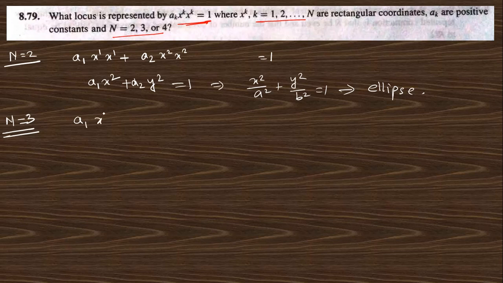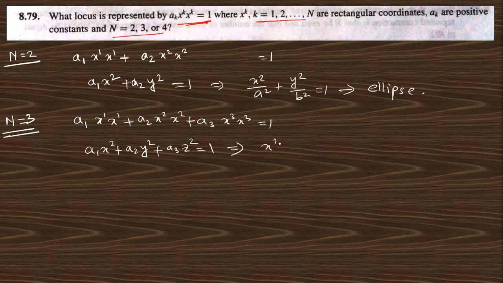For n equals 3, what will we get? Similarly, a1 x1 x1, a2 x2 x2 and a3 x3 x3 equals 1. So this can be written as a1 x square plus a2 y square plus a3 z square equals 1. So this is also written as x square by a square plus y square by b square plus z square by c square equals 1. This is the equation of an ellipsoid.